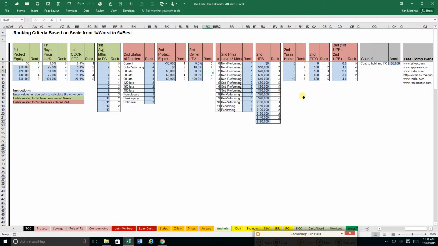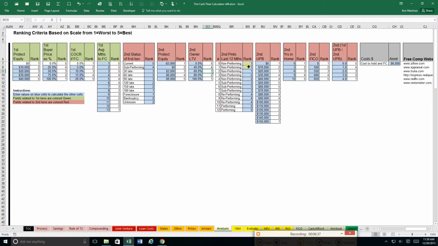How much equity does the owner have? Maybe they have some, maybe they have none, but this would be the value of the first and second liens divided by the value of the house. So the more equity they have, that would be a value to a second lien buyer, so you get more points. And if they have no equity or they're underwater, they get just 1 point. So that's this category.